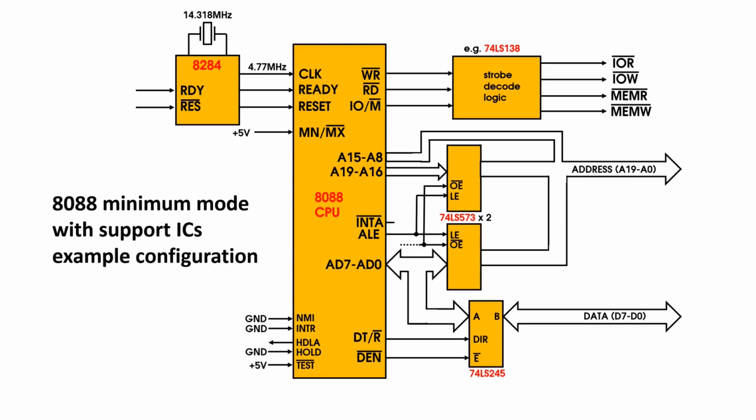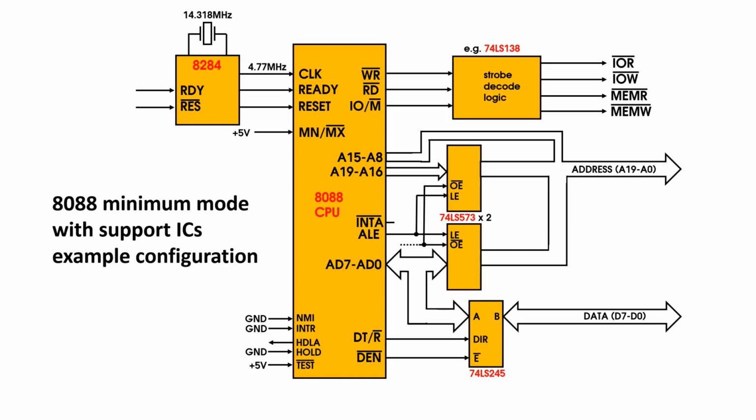You can see that we need 2 of the latch chips minimum to latch the lower 8 address bits using ALE and the upper 4 address bits A16 to A19, but A15 down to A8 hold their values for the whole bus cycle, so they don't need to be latched, and that will give us the full 20-bit address which can go to our memory subsystem.